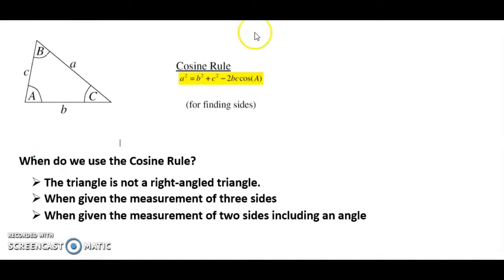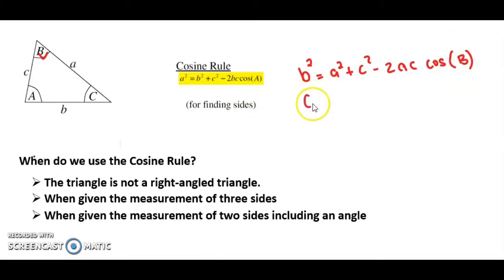Say, for example, we're looking for the measurement of side B. It would be B squared is equal to A squared plus C squared minus 2AC cos, and because we're looking for the side B, in bracket we're going to have angle B. If we're looking for the measurement of side C, it would be C squared is equal to A squared plus B squared minus 2AB, and then we would have cos, and in bracket we would have angle C.